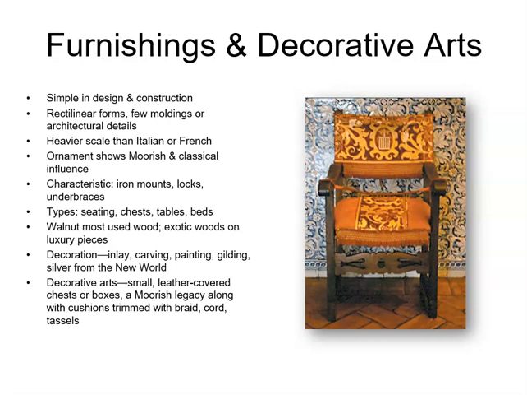So to summarize, the furniture and decorative arts from the Spanish Renaissance will appear heavier, be rectilinear in form. We will see some carving. Some of that carving will be a Moorish or Gothic influence. We will see the introduction of leather to cover chests or boxes, but also sometimes in seating also. And we also see cushions that are trimmed with braid, cord, and tassels.